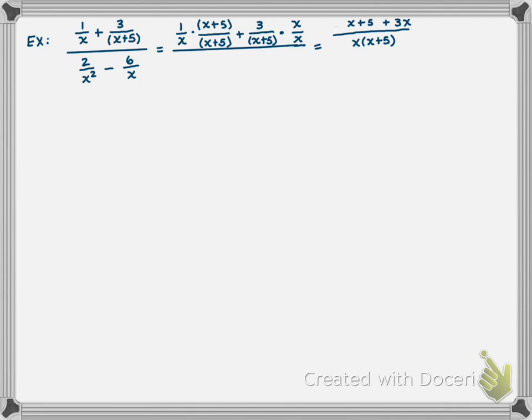Does that make sense? So can we combine the x and the 3x? So we have 4x plus 5 over x times x plus 5. And I'm going to go ahead and put this in parentheses because it contains addition and subtraction.